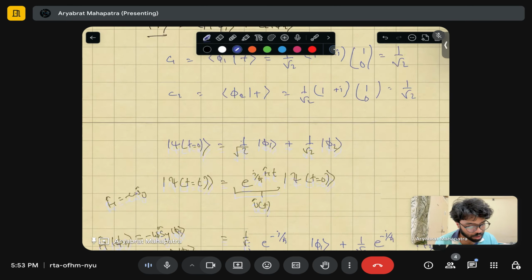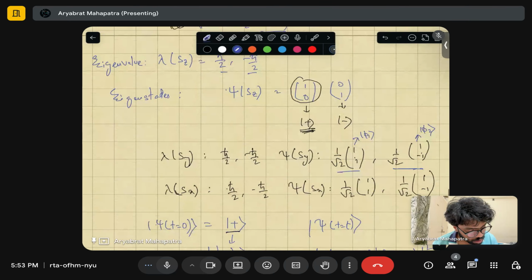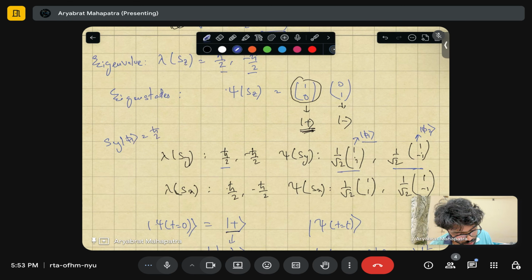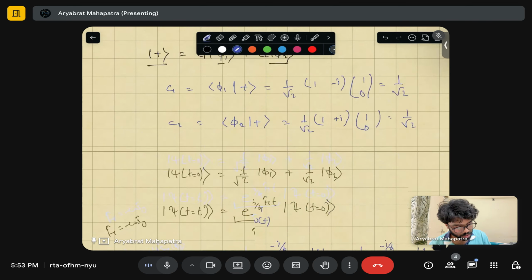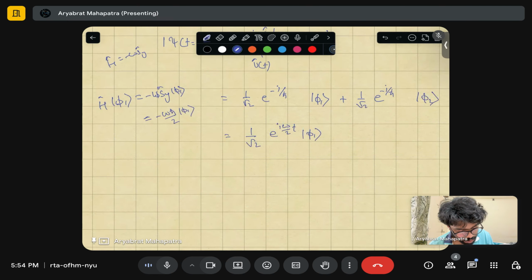because you see the eigenvalue is h bar by 2. So when you operate Sy on this phi 1, you get h bar by 2 phi 1, and minus h bar by 2 when you operate on phi 2. So using that information, the same way you will get H acting on phi 2, you get plus omega h bar by 2 phi 2, right?